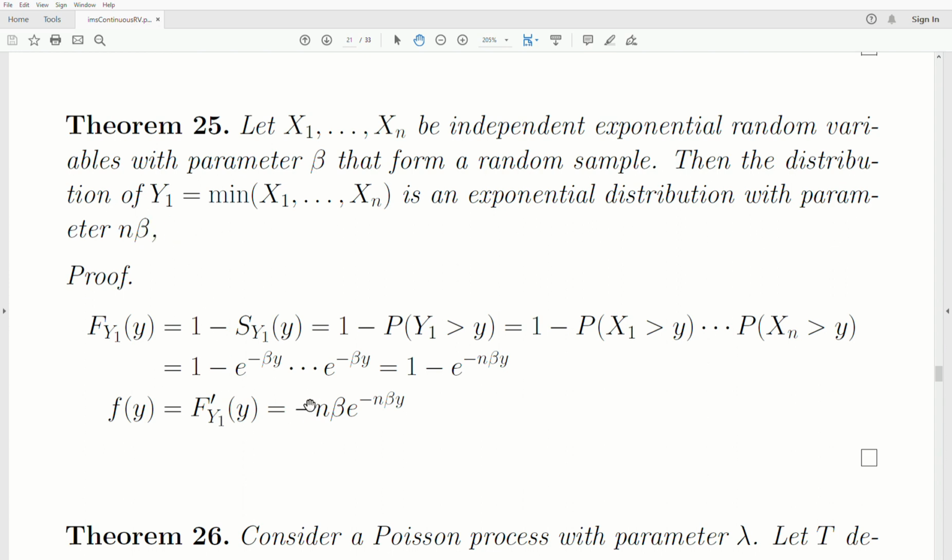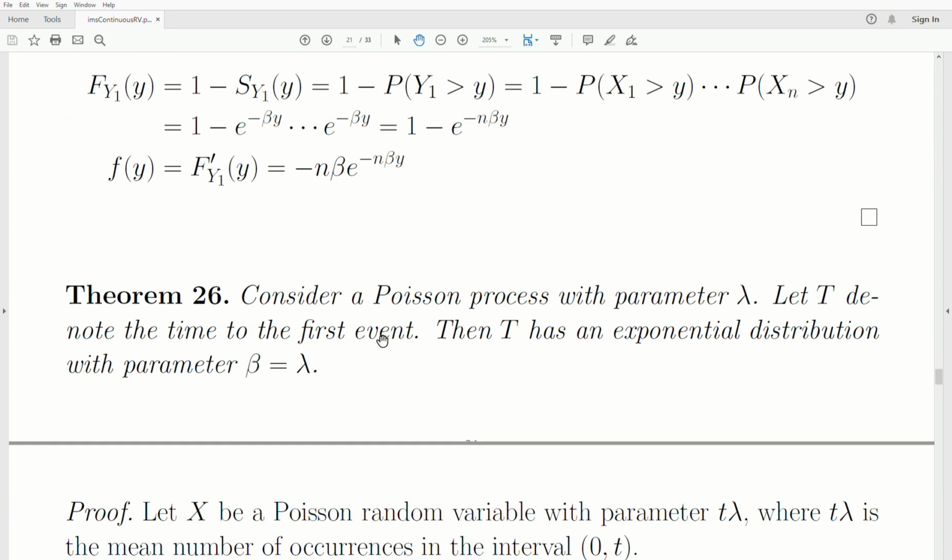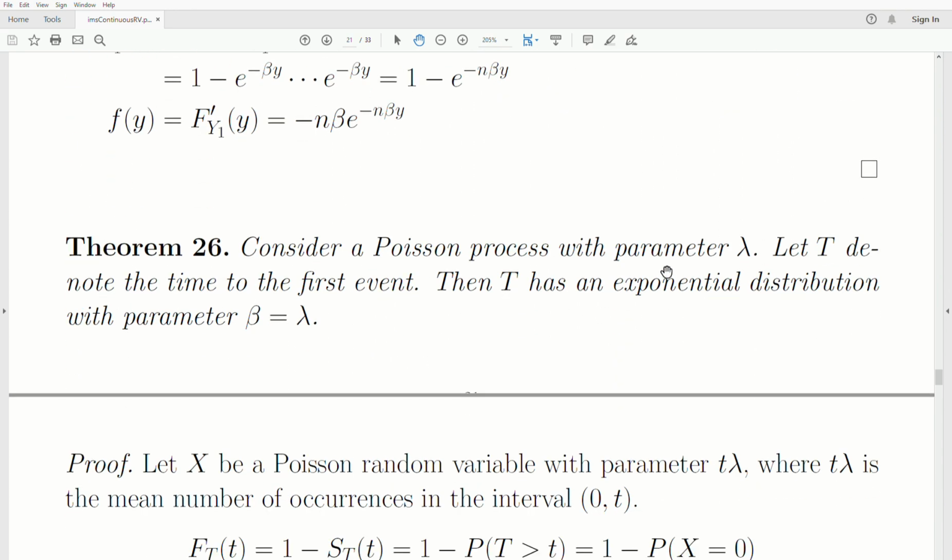Again, that should be a plus. Next theorem, consider a Poisson process with parameter lambda. Now I'm going to point you back to a video I have on the Poisson process. Let t denote the time to the first event. Then t has an exponential distribution with parameter beta equaling lambda.